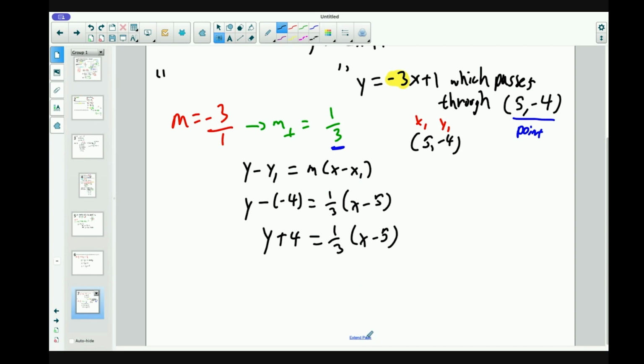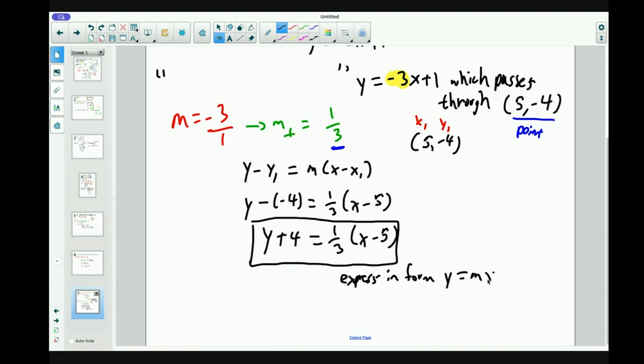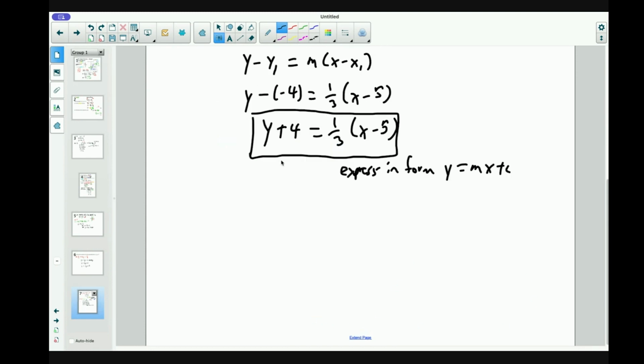Okay. So the only thing that we need to be careful of is if they say we need to express this a certain way. This would be a perfectly acceptable answer if it says just find an equation. Okay, so if it says find an equation, this is perfectly okay. But if they say express in the form y is equal to mx plus c, we have to do some tweaks here.